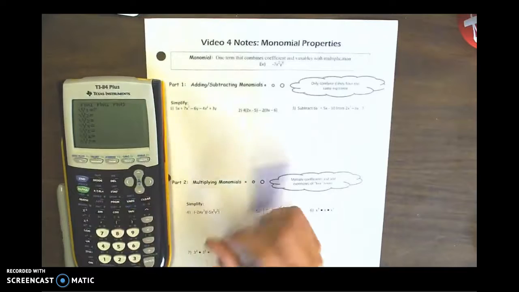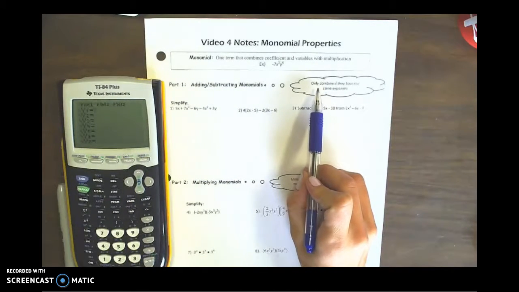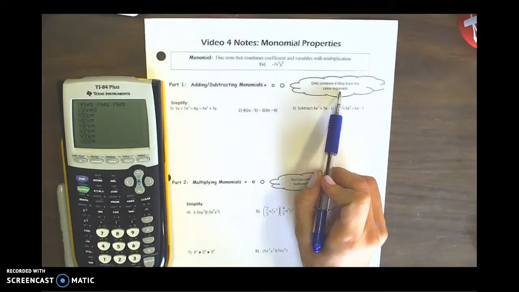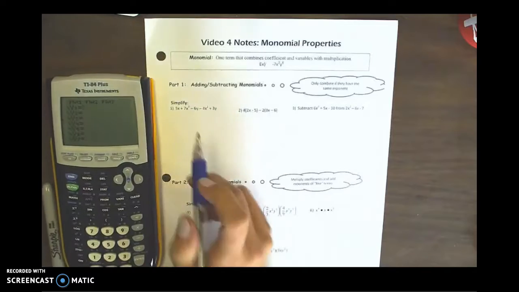So part one, adding and subtracting monomials. Okay, so here's the helpful hint. You only combine if they have the same exponent. Okay, so it has to have the same variable and the same exponent. So let's take a look at number one.